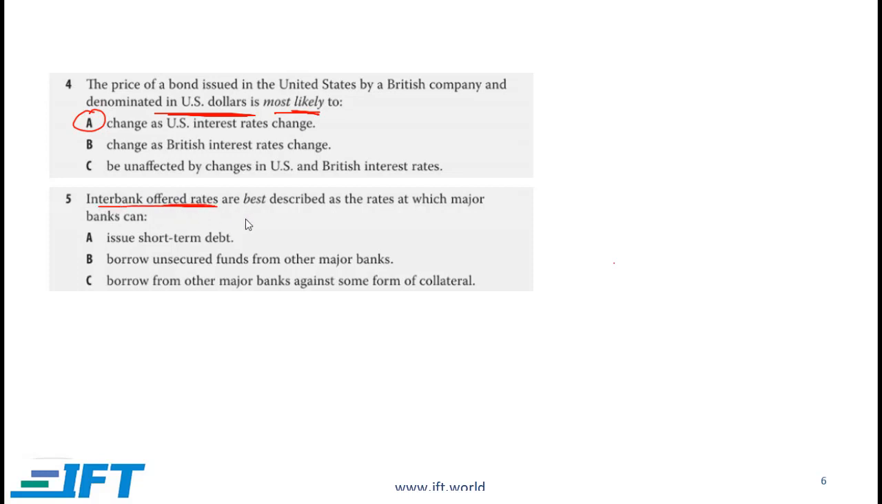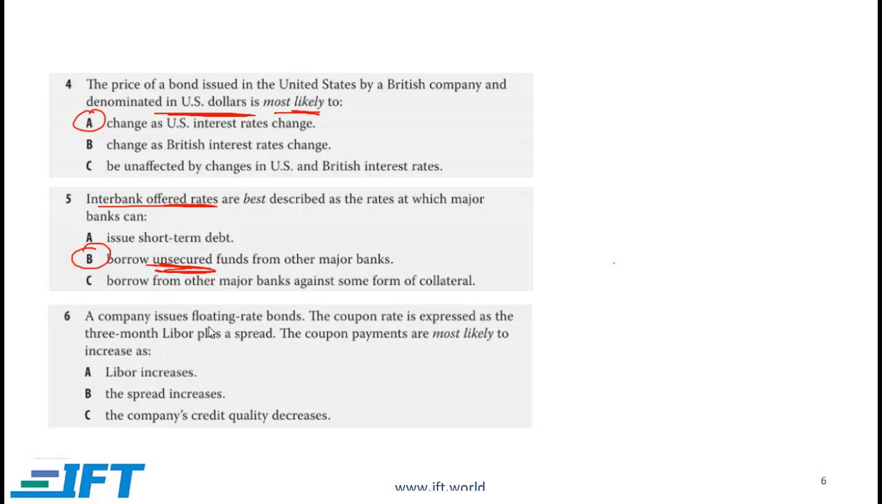Interbank offer rates are best described as the rates at which major banks can issue short-term debt, borrow unsecured funds from other major banks, or borrow from other major banks against some form of collateral. If you remember the definition we saw, interbank offered rates are the rates at which banks can borrow from each other and the funds are unsecured.